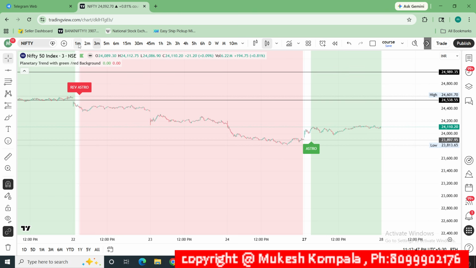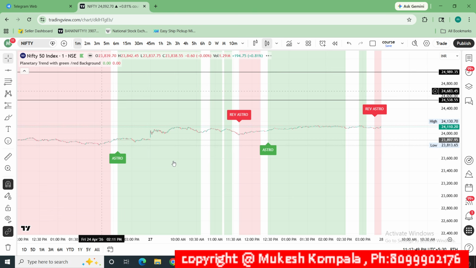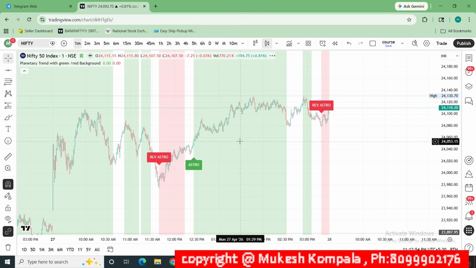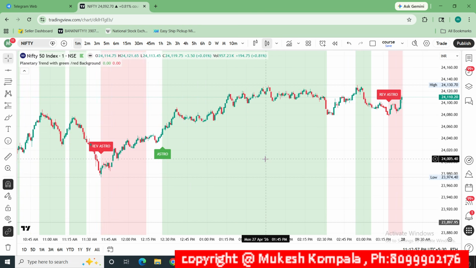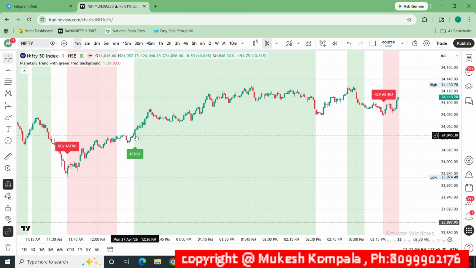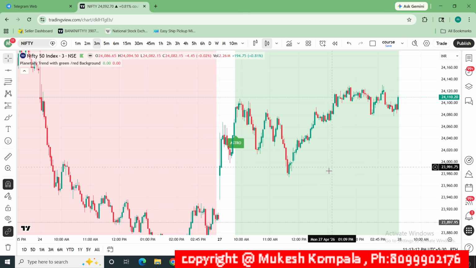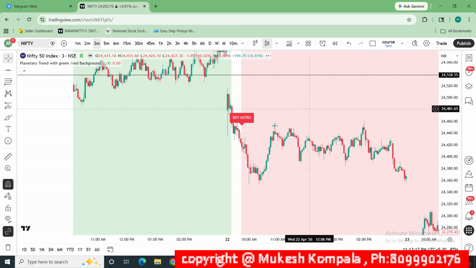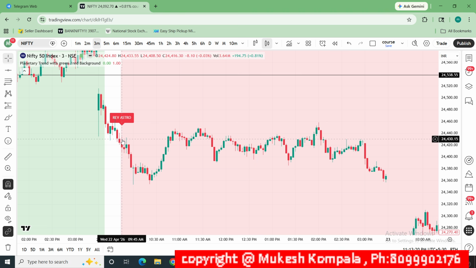Or you can do 1 minute also, because if you are a scalper, it is nothing but scalping. It will be like for 30 minutes to 1 hour. Whenever there is an Astro signal, you have to be long from there, and whenever a white background comes, you have to book the profit there. That will be best in 3 minutes. You can see that clearly. Now at this point it has given the sell signal at 24,430.